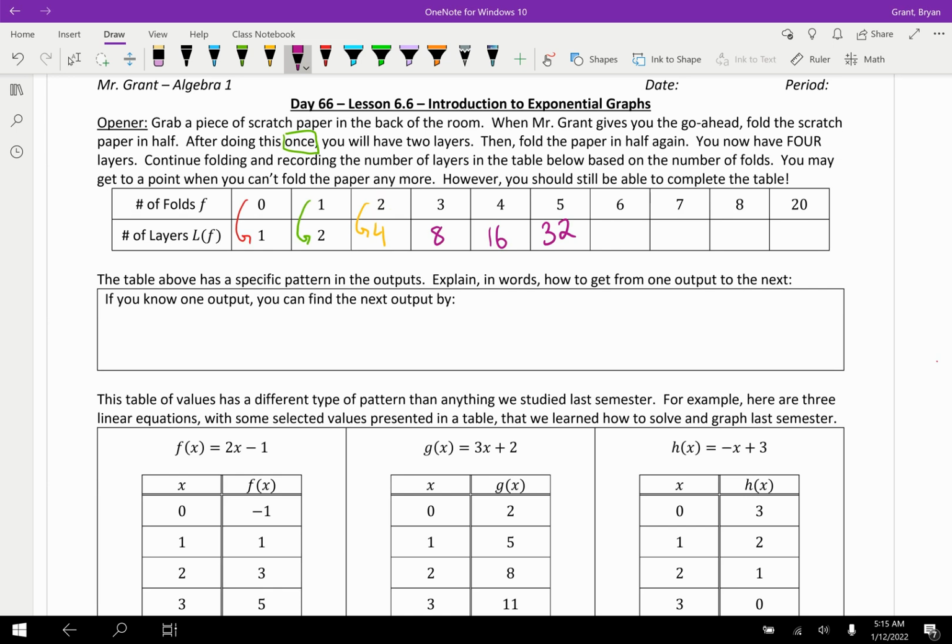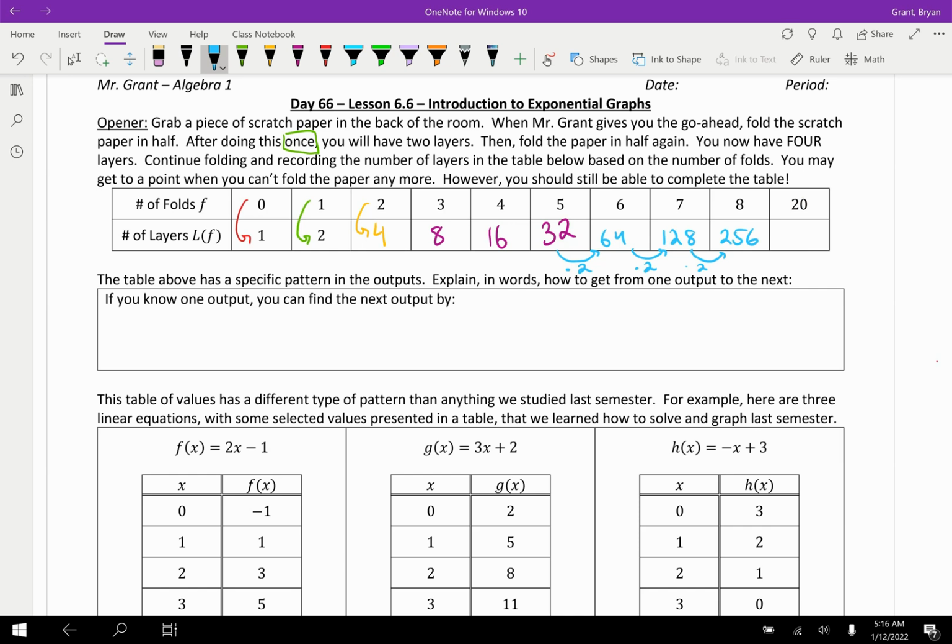In fact, you could say if you know one output, you can find the next output. We'll do this in blue up here. You can find the next output just by multiplying by 2 to get 64. Times 2 to get 128. Times 2 to get 256 layers by the time you hit 8. And then, oh, wait, we can't multiply by 2 here. If you multiply by 2, you get 512, but we want 20 folds. You probably couldn't fold your paper 20 times, but could you find a way to figure out how many layers there are in 20 folds?